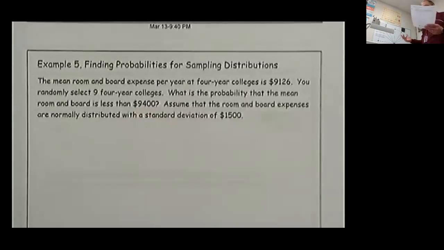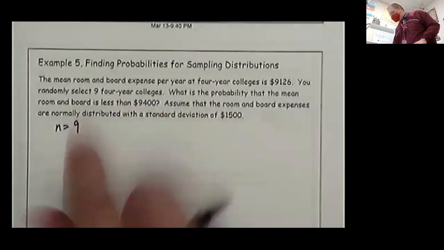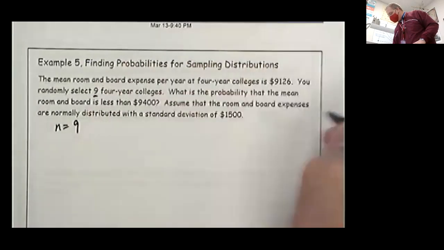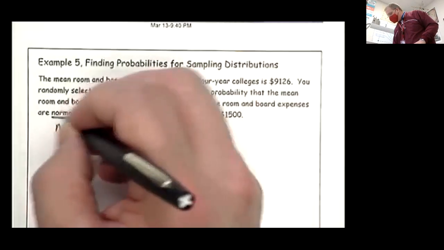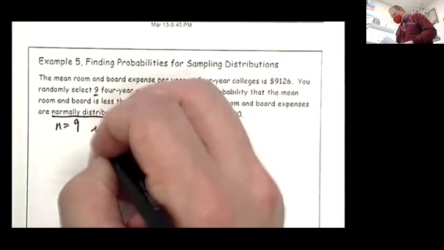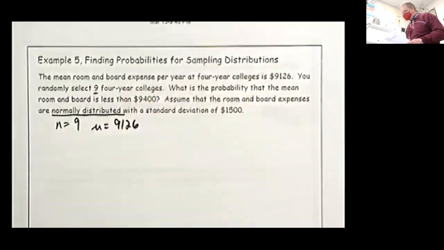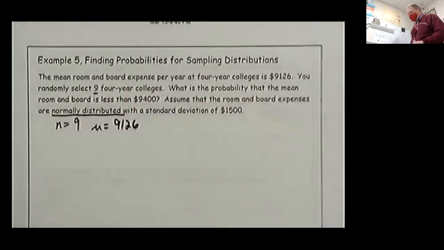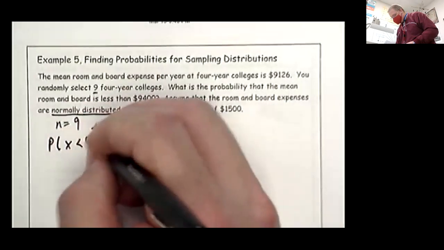First question, can we even do the problem? N is not bigger than 30. Does that mean we're done? No. Because why? They are normally distributed. So there's our magic 2 words. We're normally distributed, so we can find our mean. The average cost of room and board is $9,126. And we want the probability that X is less than 9,400.